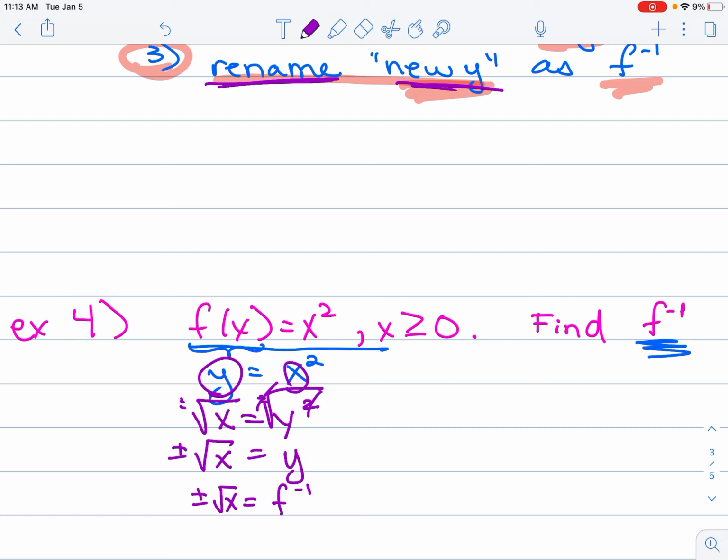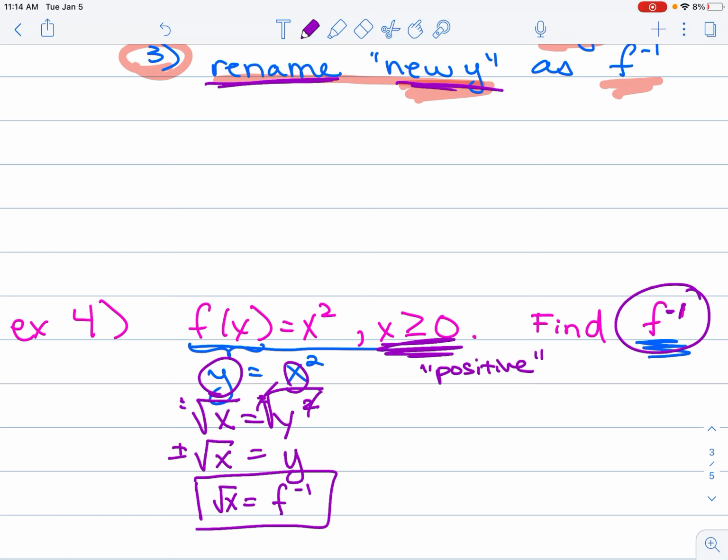Now keep in mind, if we're looking for the inverse, remember back here it said x has to be greater than 0, meaning positive. So when we come back here, we can revise our solution that it doesn't have to be plus or minus, it's just the positive part. So it's just the positive root of x. And that's your answer. This is your f inverse of x.